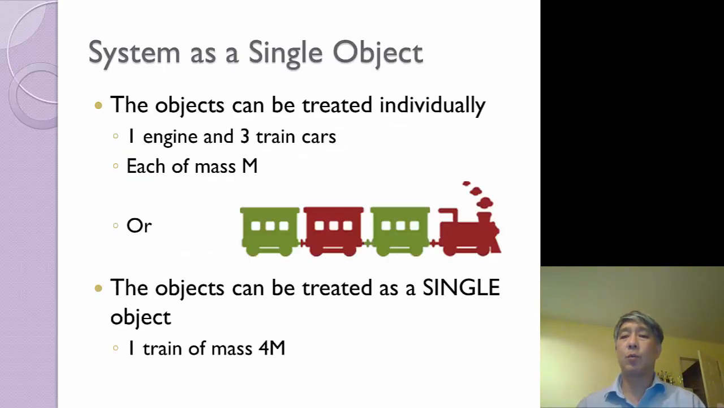So, a system as a single object. We're quite used to treating objects as a collection of smaller objects, whether it's atoms or molecules or individual parts of a car. We treat it all as just one object because it moves as one object. Here's an example: I have a train. Each one of these cars, the engine and the three cars, has a mass of m. I can treat it as four separate objects, or I can treat it as one large object, one train of mass 4m.